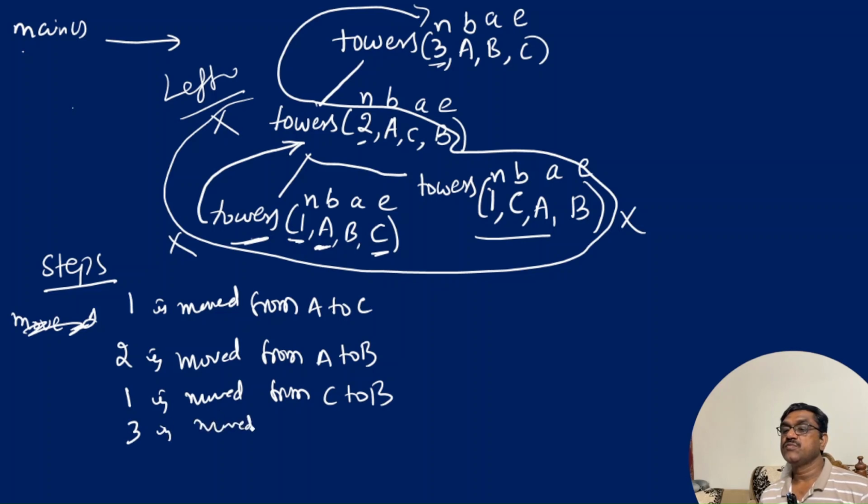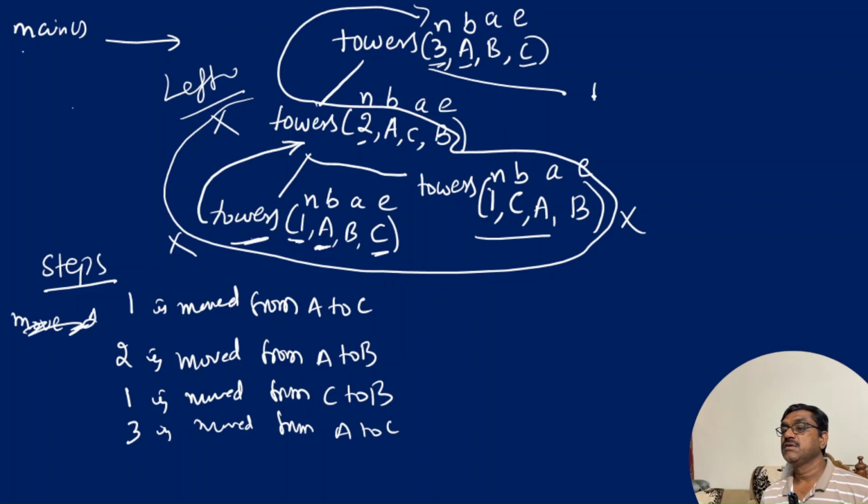You write 3 is moved from, what is the beginning? A. What is the end? C. From A to C. Okay. Now after this, root completed. What about right? Right is not completed.